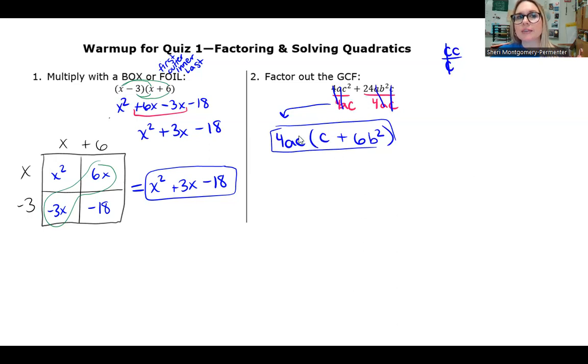You could always check this by distributing. You could distribute that into both pieces. If you wanted to check your work, you should end up with what you started with.